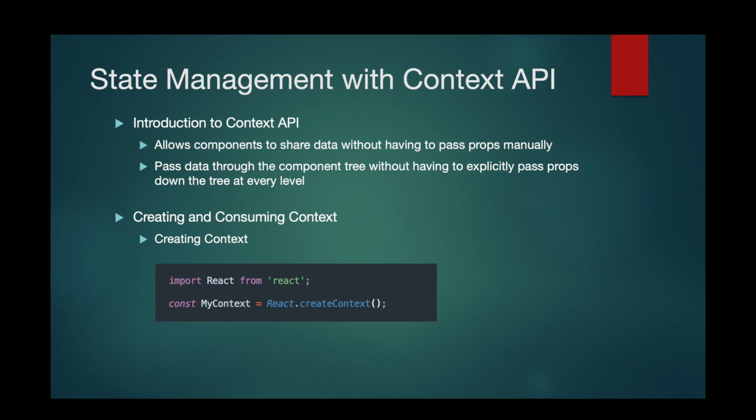It provides a way to pass data through the component tree without having to explicitly pass props down the tree at every level. Creating and consuming context. Creating context. Context is created using the createContext function from the React module. We can do that by importing React from React and then const MyContext equal to React.createContext. This is how you can create a context.